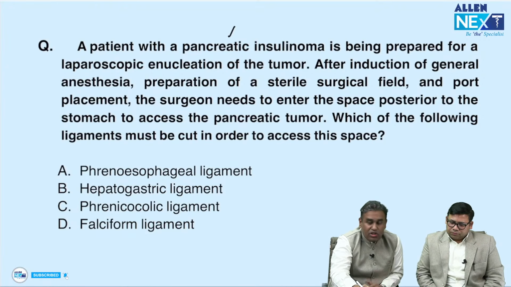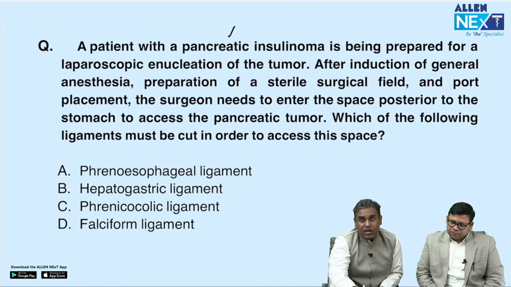Options are phrenoesophageal ligament. Phreno is, we all know, diaphragm, and esophagus. What do you think? Would you cut this, or hepatogastric ligament, which we were discussing a few minutes back about the lesser omentum. So lesser omentum, it is hepatogastric plus hepatoduodenal.